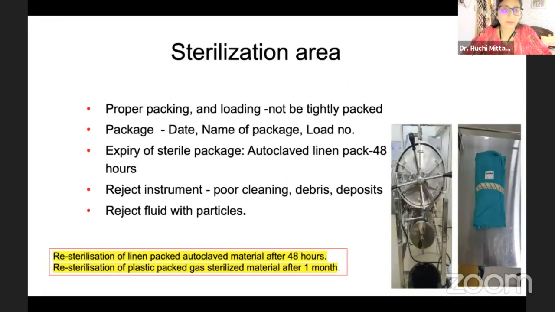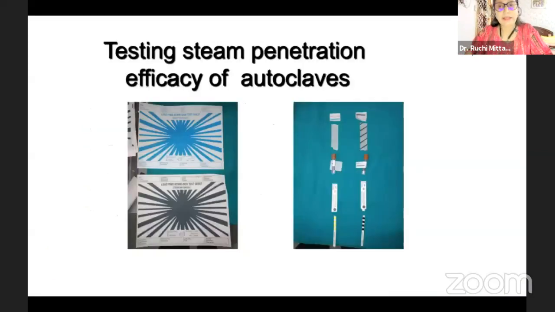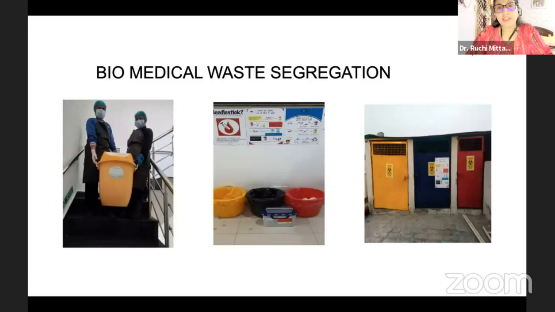Coming to the sterilization, proper packing and loading is recommended. Package should be properly dated, with the name of the package and load number. Then we should know that if the package has been autoclaved, after 48 hours it needs re-autoclaving if it has not been used. Then reject the instruments which show poor cleaning, debris or deposits, and reject the fluids with particles. These are the indicators which we use for testing the efficacy of autoclaves. Now, biomedical waste segregation is again a very important thing, which has also been emphasized in the NABH guidelines for OR.